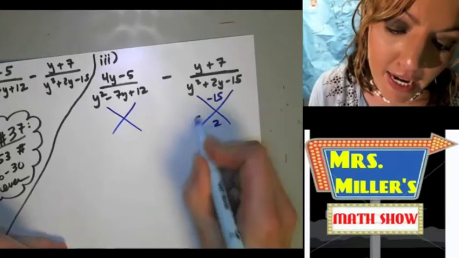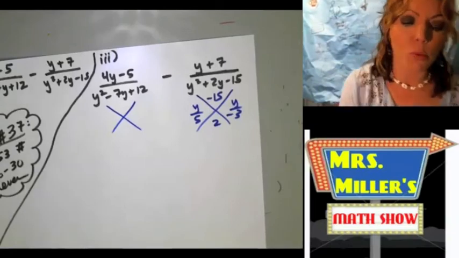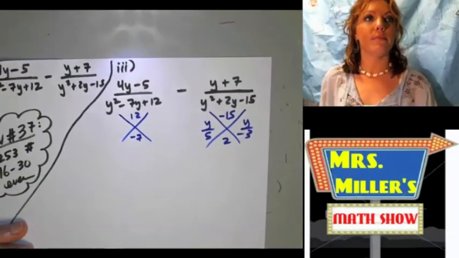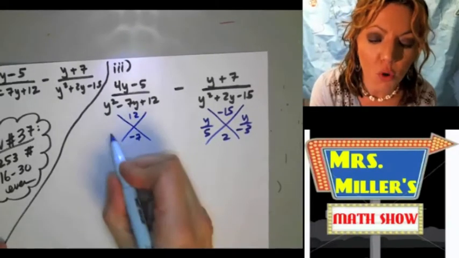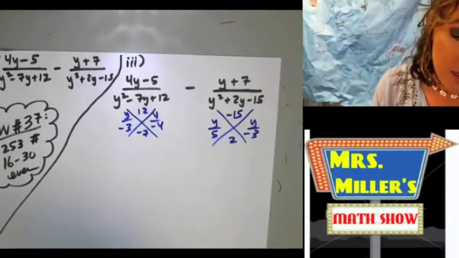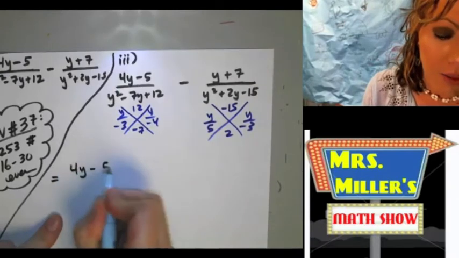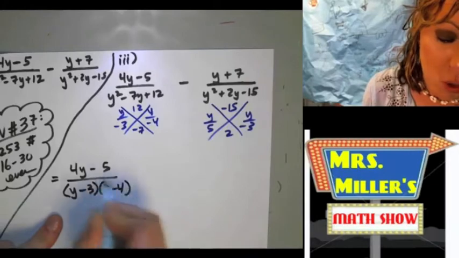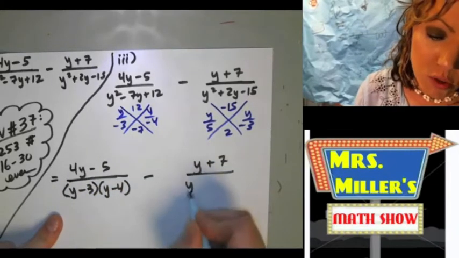Okay. How about the one on the left? So we have 12, negative 7. Two numbers that fit in that one are, drum roll, negative 3 and negative 4. All right, good. Y minus 3 and y minus 4. Okay, so let's rewrite this, because organization is a very important thing. Otherwise, it's really easy to get lost. Y minus 3 and y minus 4, minus y plus 7 over y plus 5 and y minus 3.